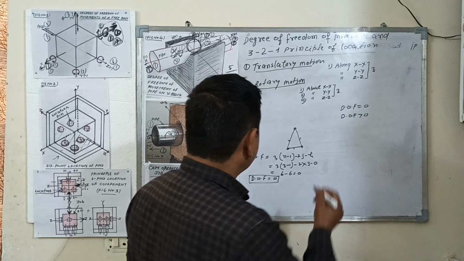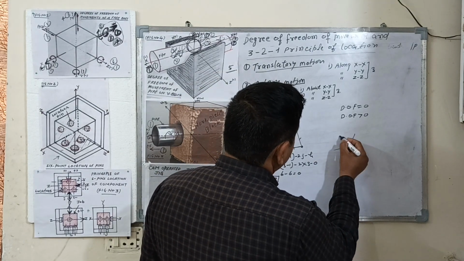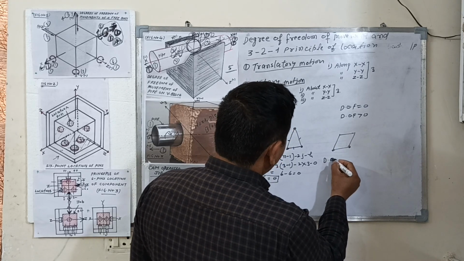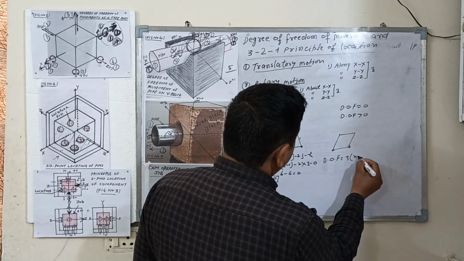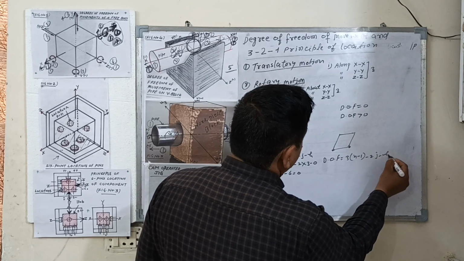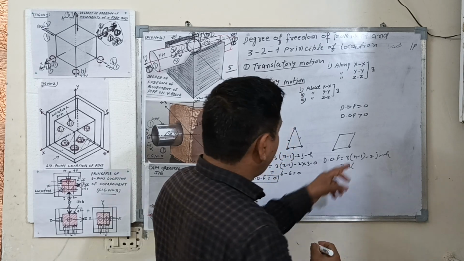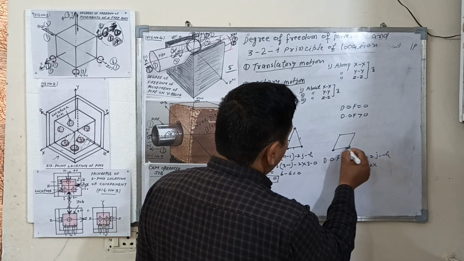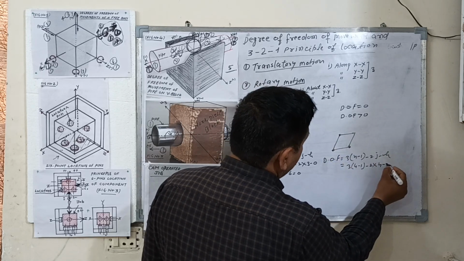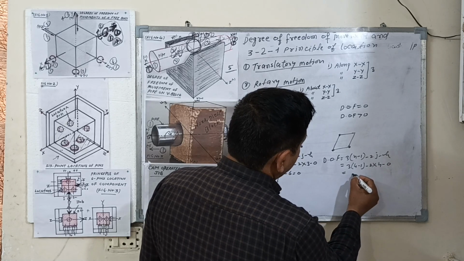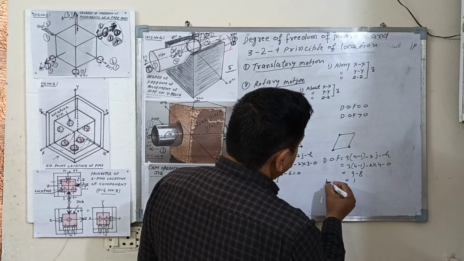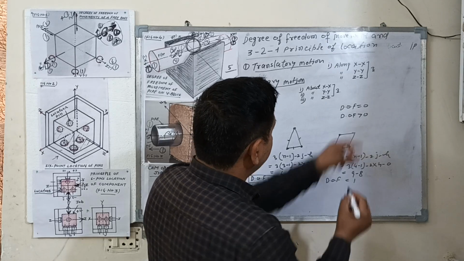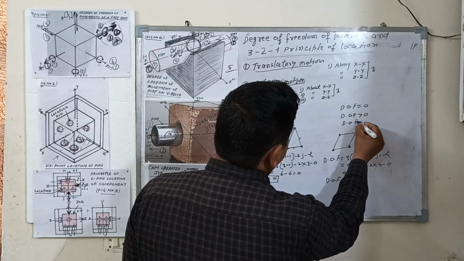So the second example is a 4 bar. Again you can use this formula 3n minus 2j minus h. Put the value of n, the number of bars, as 4. 2 into j, number of joints, lower pair 4. Higher pair is 0. 9 minus 8, degree of freedom is equal to 1. Degree of freedom more than 0, it means that the degree of freedom is equal to 1.